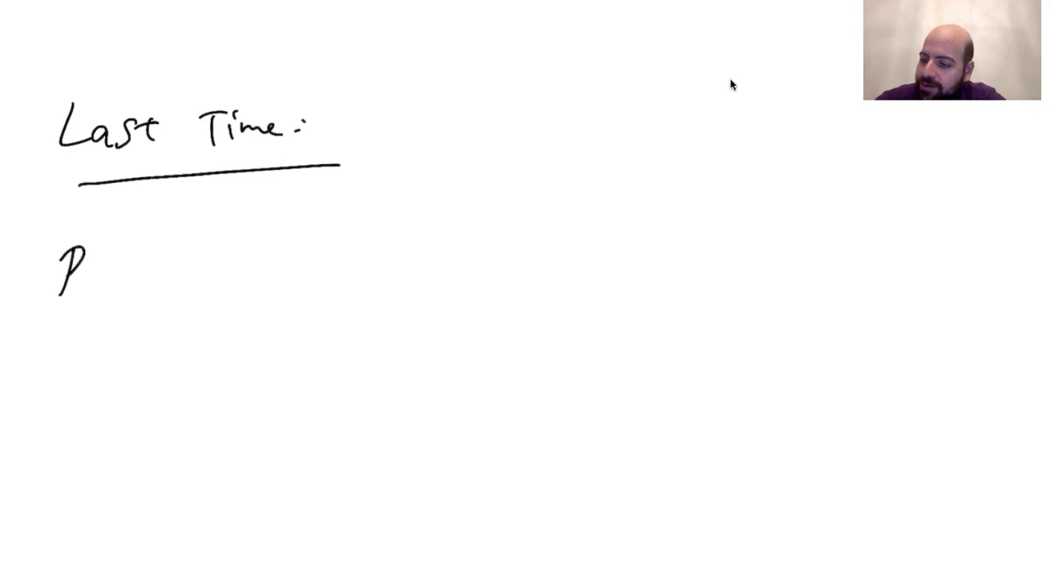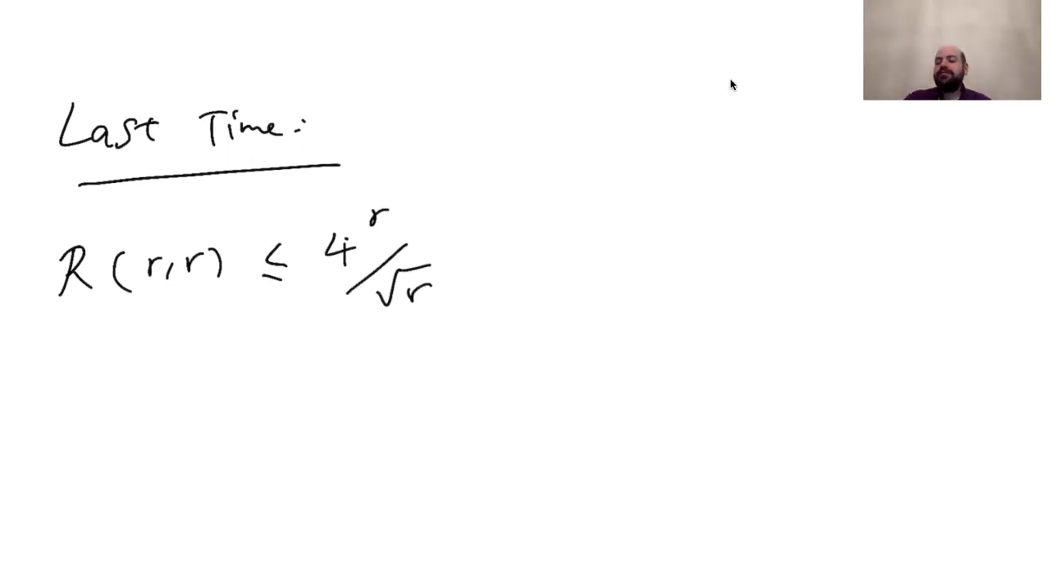Okay, hello everyone. So last time we proved that Ramsey numbers R(k,k) are less than or equal to 4 to the power k over root k. So we proved the upper bound for the Ramsey numbers is exponential. Now our next goal is to prove the lower bound is also exponential, and to do that we want to get into the probability theory and probabilistic model.